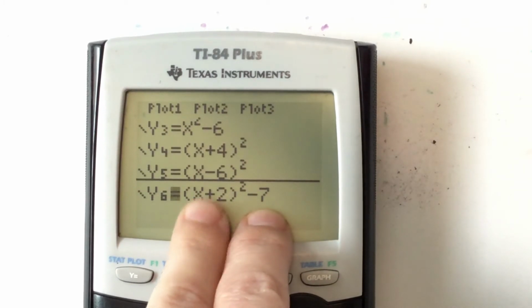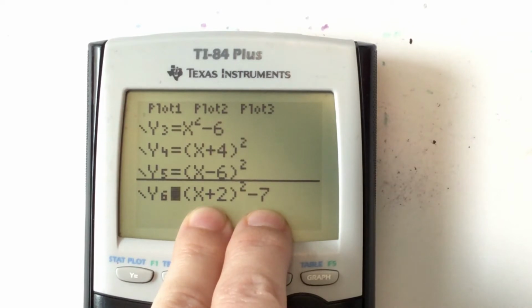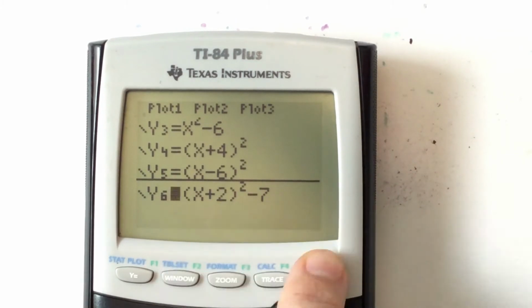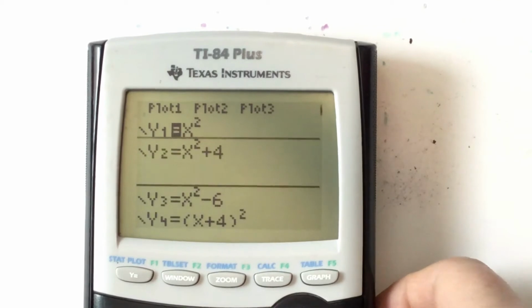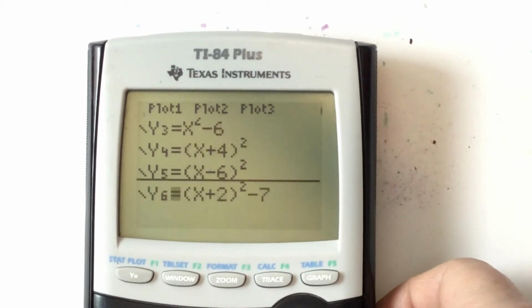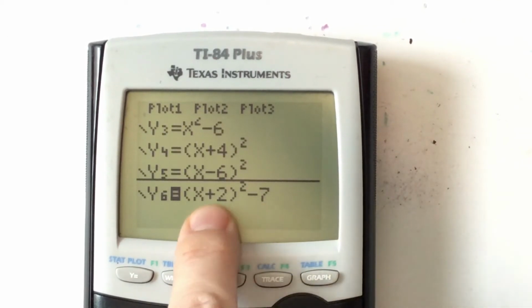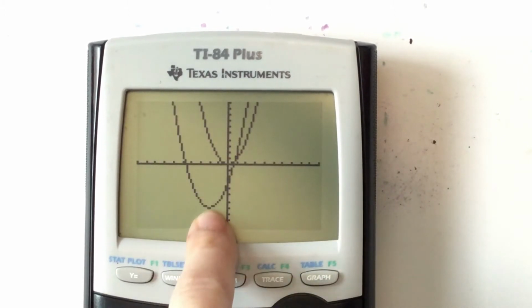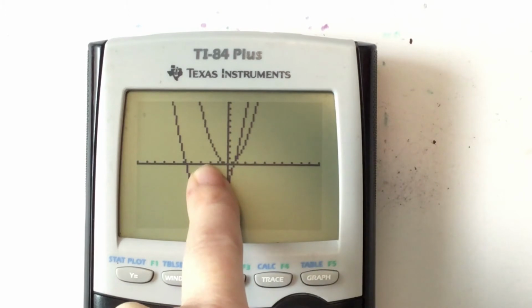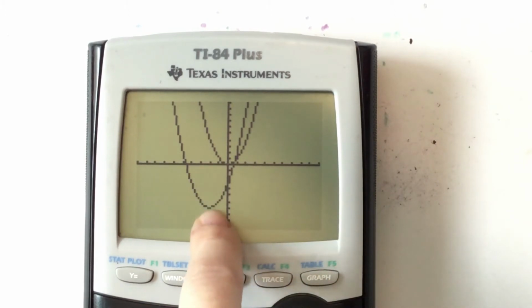So plus 2 inside should make it go left. Minus 7 in the back should make it go down. So let's see if it goes left 2, down 7. Here's the parent. Oops, I forgot to tell it to graph. Silly me. Okay, let's see if it goes left 2, down 7. And sure enough, our vertex went left 2 and down 7. And there's the new vertex.